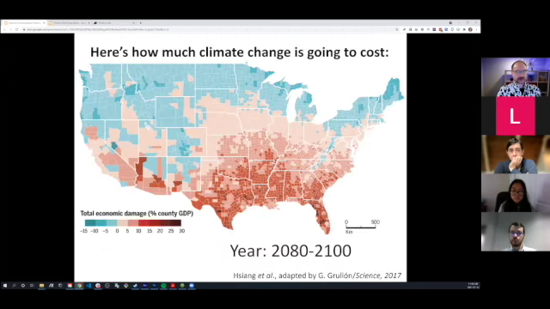Here's another way to bridge that. Here's making it locally relevant. So here's how much climate change is going to cost in all kinds of different areas all across the United States. So you can see how you can make that locally relevant to people. However, this is really dense. This is maybe not the best way to present this information to the general public. This is not easy for everyone to digest.